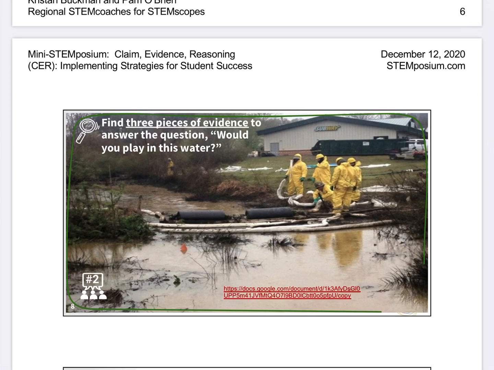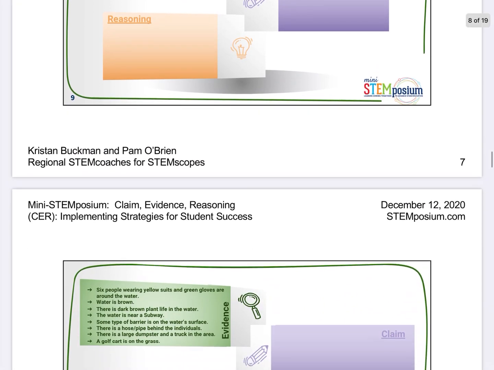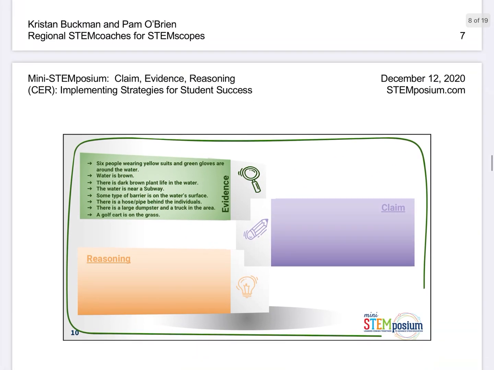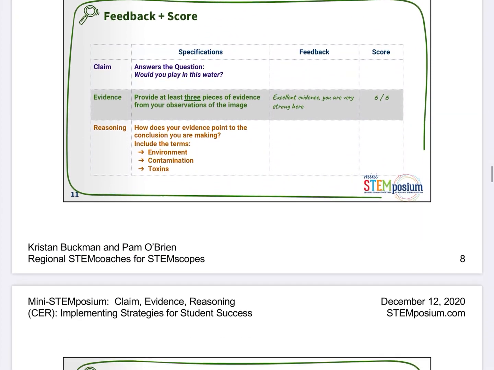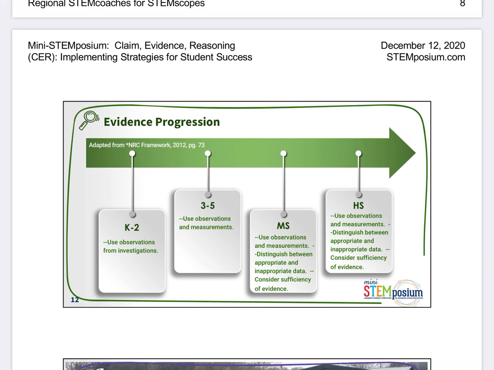So then we shared out our evidence. And then we made a claim. So after we thought about evidence, then we sat back and said, okay, so what's your claim? And in my case, I wrote, a person should not swim in this water. That was my claim. And so I kind of liked that sequence. It felt a little bit more inviting. And then we went into reasoning. I like these progressions as well to give you an idea of what we can expect out of students in each grade band.